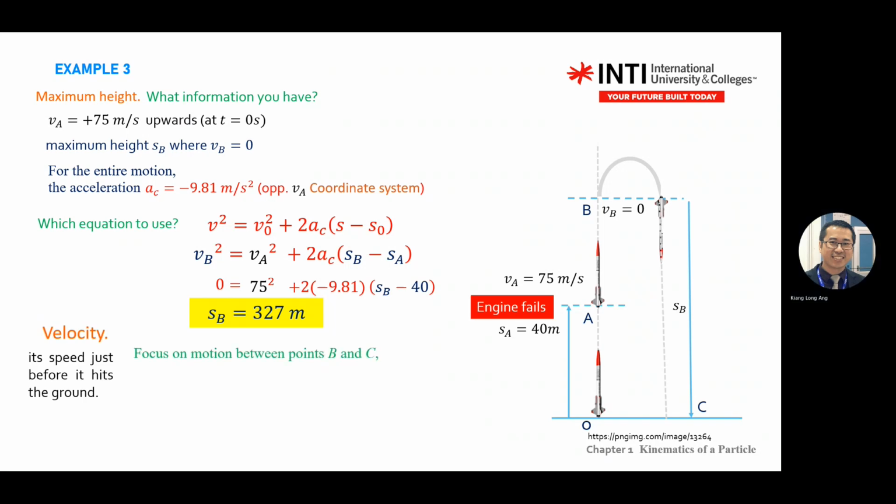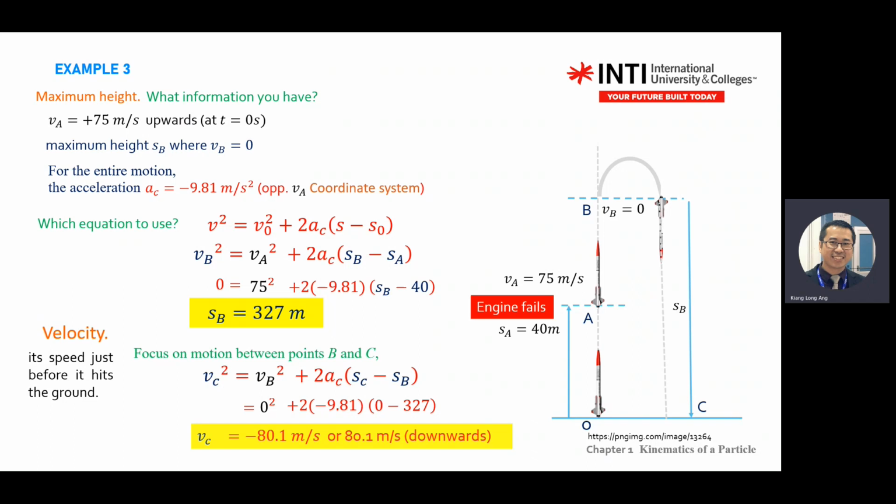Then velocity before it hits the ground: you focus between B and C because you already know the height from B to C. Again, you have acceleration, you want to find velocity at C. Oh sorry, you don't know velocity at C. You have this one, this one, this one, one missing there. So substitute values. VB you already have, VB is what? 0. AC is 9.81, but this one is going down, so negative. SC minus SB. You get VC. Again, it's squared, so when you square root, you have two answers, one positive, one negative. You need to choose whether it's positive or negative.